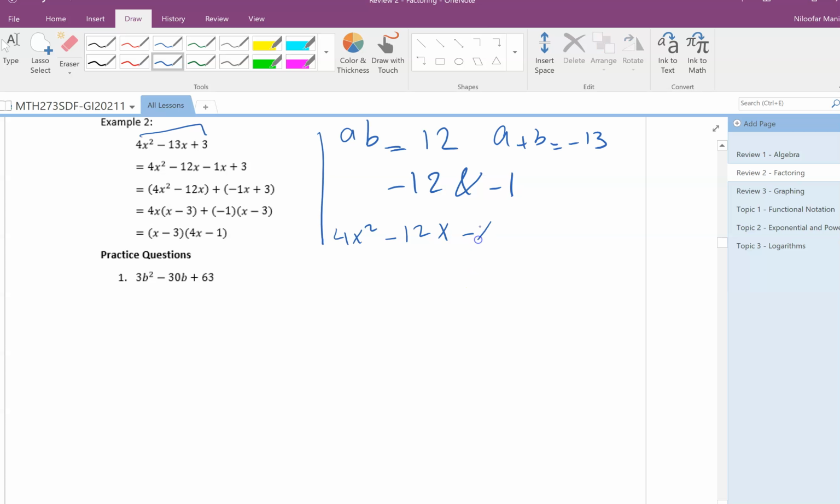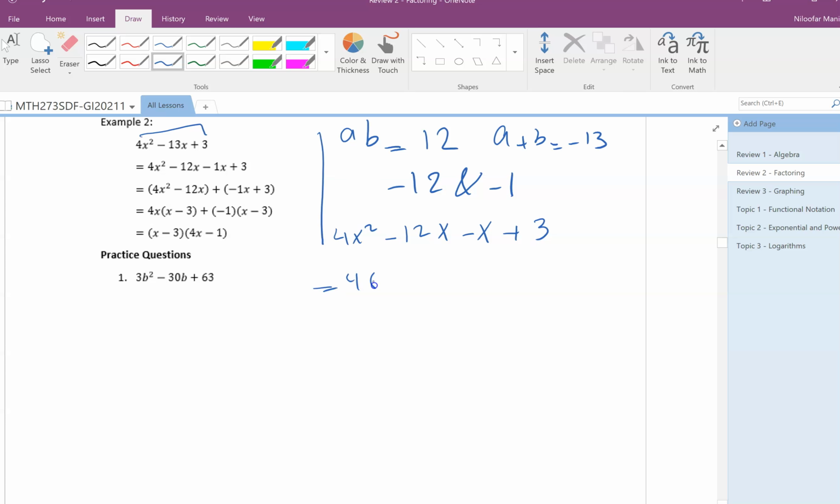So instead of minus 13x, I just write minus 12x minus 1x. Remember, you need x for both of them, because sometimes I see a student make a mistake. They write minus 13x equals minus 12x minus 1. They forget they need x for both of them. You are not changing your question, you are just rewriting it.